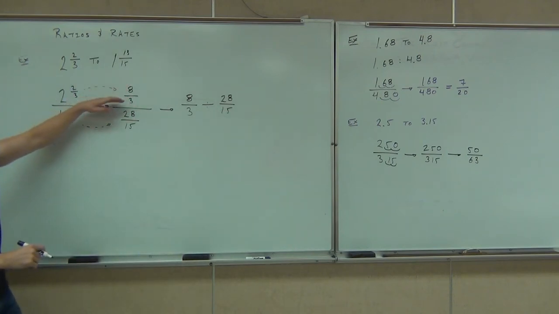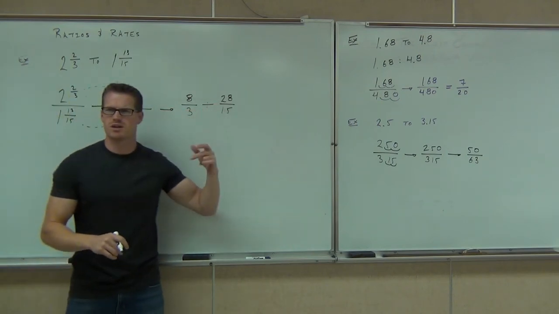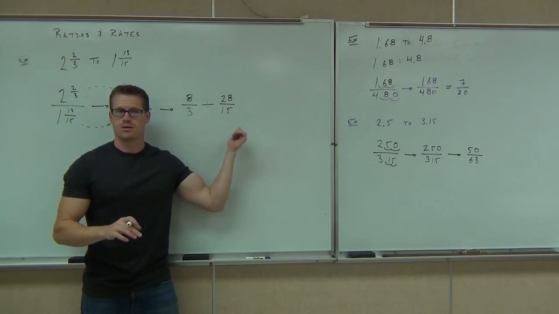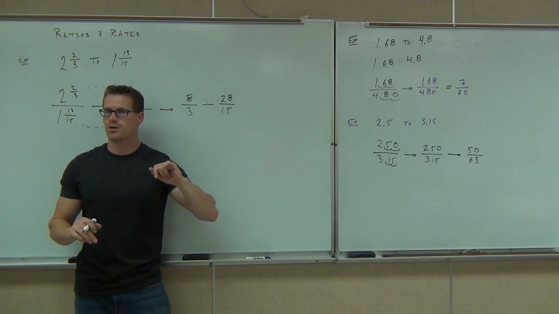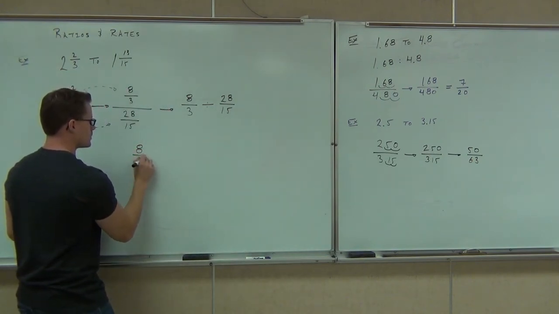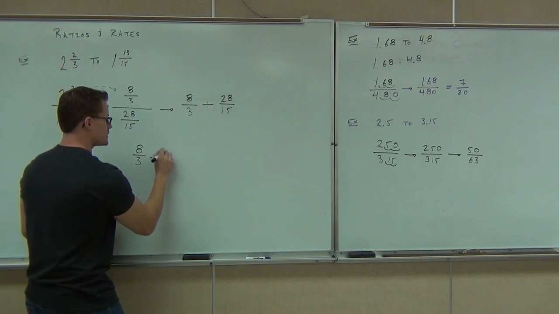So 8/3 divided by 28/15. Oh, this should be coming back to you. You just had a test on this. What are you gonna do here? Flip it. Flip the first, the second, or both? The second one. So we're gonna have 8/3 times 15/28.